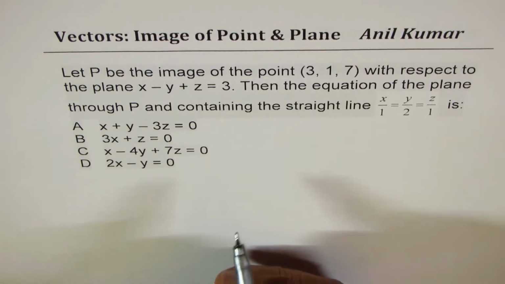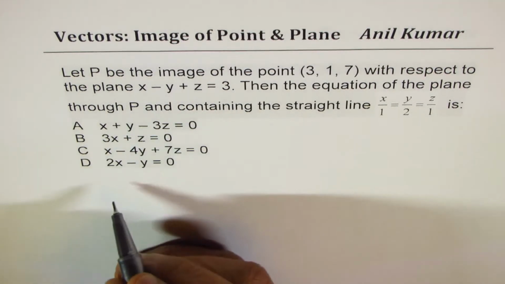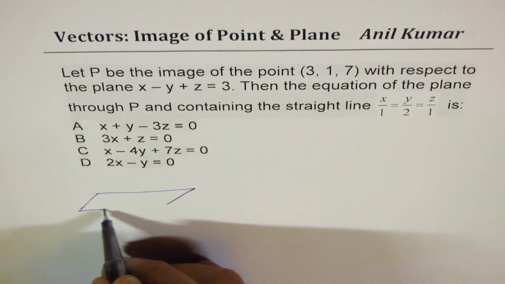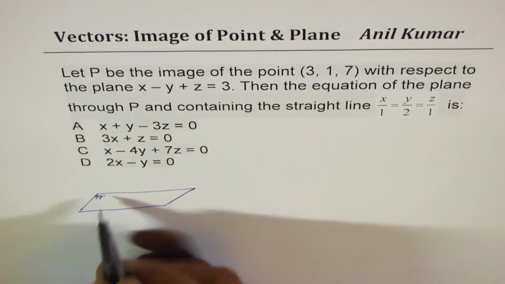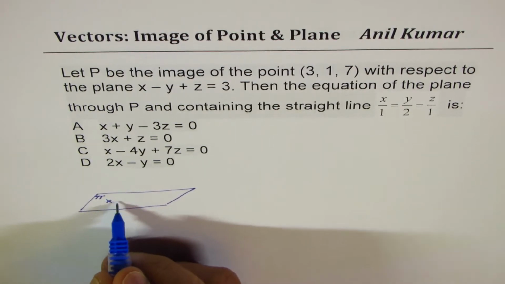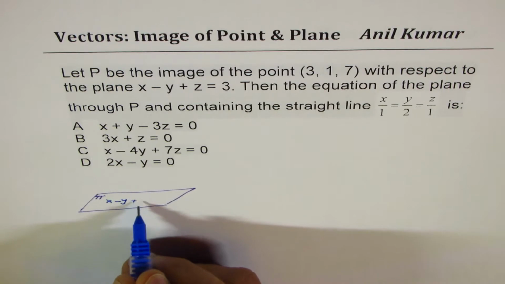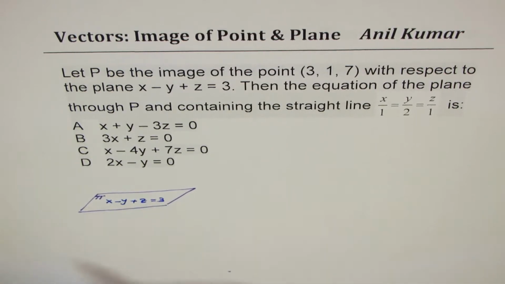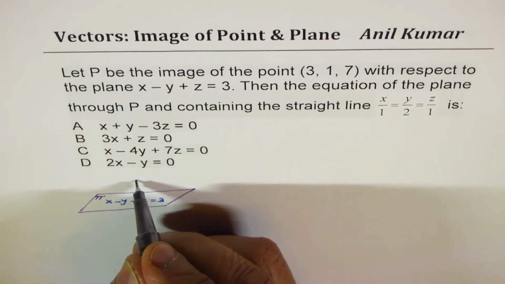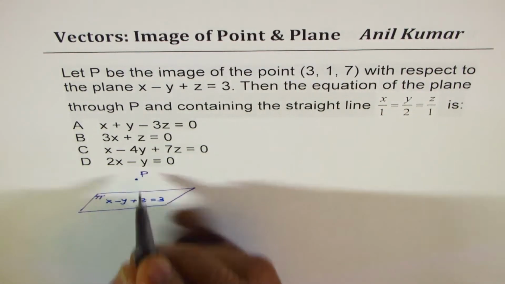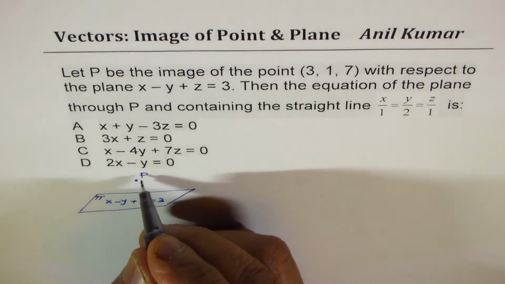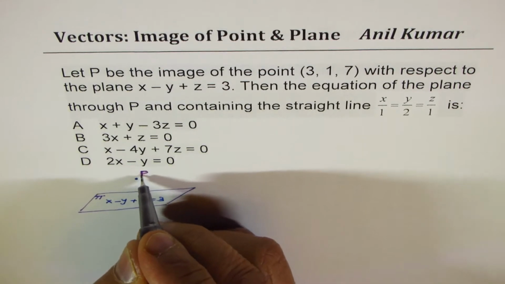Now let's try to understand the question first. We are given a plane here, so let me sketch a plane. Let's say that's the plane given to us. Let's call this plane pi, whose equation is x minus y plus z equals 3. Now we are also given a point (3, 1, 7). It's not the point P, it is just a point given.